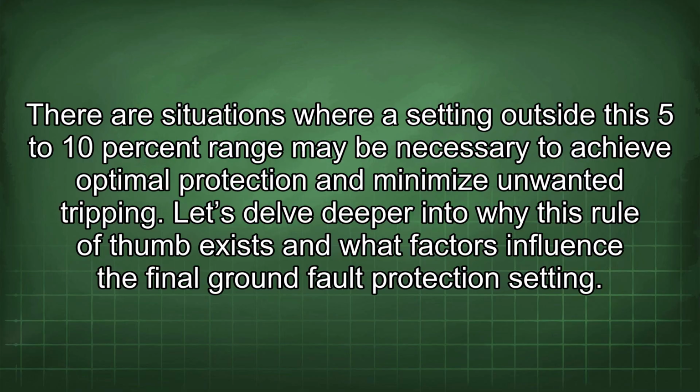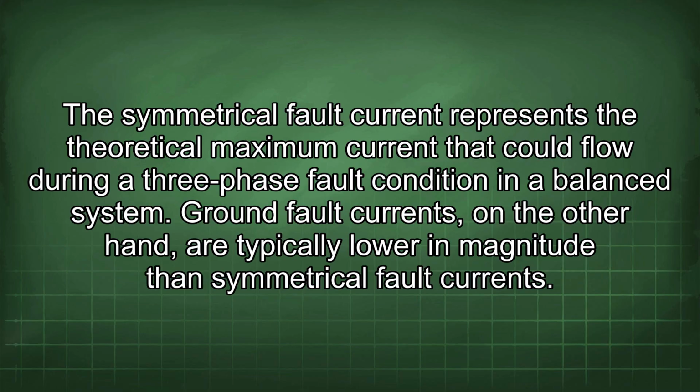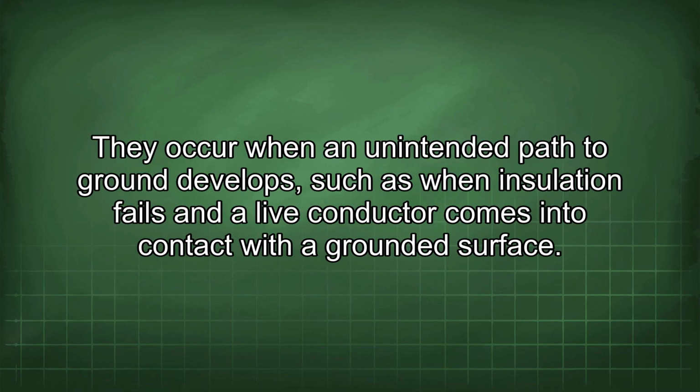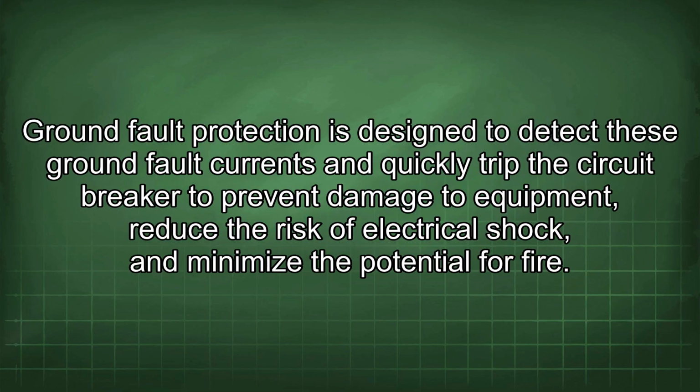fault protection setting. The symmetrical fault current represents the theoretical maximum current that could flow during a three-phase fault condition in a balanced system. Ground fault currents, on the other hand, are typically lower in magnitude than symmetrical fault currents. They occur when an unintended path to ground develops, such as when insulation fails and a live conductor comes into contact with a grounded surface. Ground fault protection is designed to detect these ground fault currents and quickly trip the circuit breaker to prevent damage to equipment, reduce the risk of electrical shock, and minimize the potential for fire.